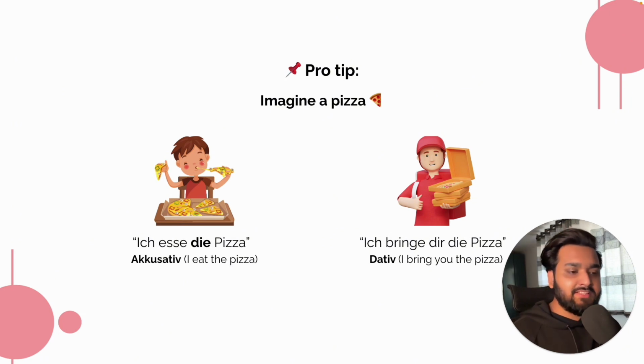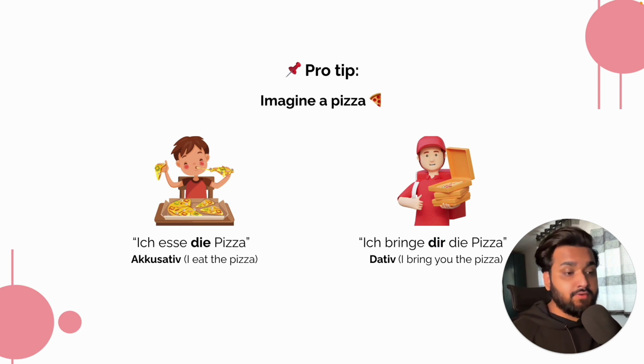As we have learned previously, if you are doing something to something, then it's accusative. In this case, you are eating the pizza, so you are doing something to something, and that's why it's accusative. On the other hand, if you are doing something to someone or for someone, for example, in this case you are bringing the pizza for someone, that's why it's dative. And as you can see, dir is the dative form here.